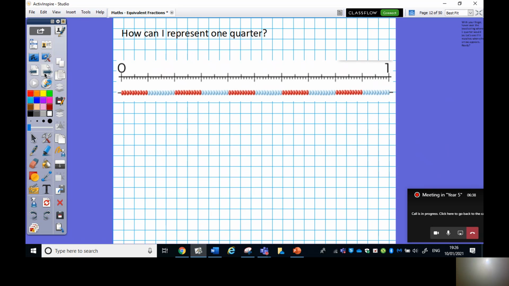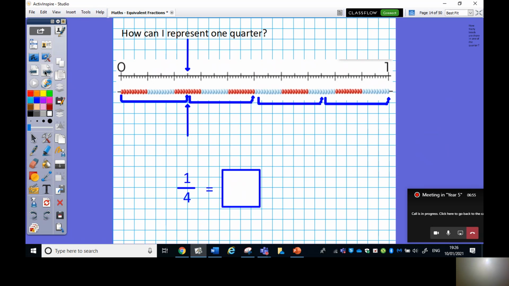Now, how can I represent 1/4? Again, put your finger over where you think a quarter would be. Are you ready? Let's see if you're right. Great. So this is 1/4. How many beads are there in 1/4? So we have 100 beads in total. How many do we have in 1/4? Good, 25. So how would we write that as a fraction? 25 hundredths. Excellent, well done.